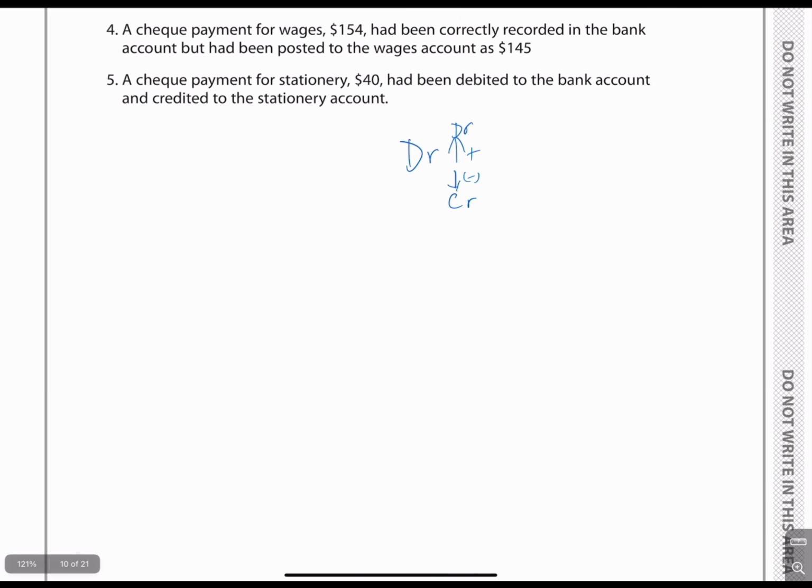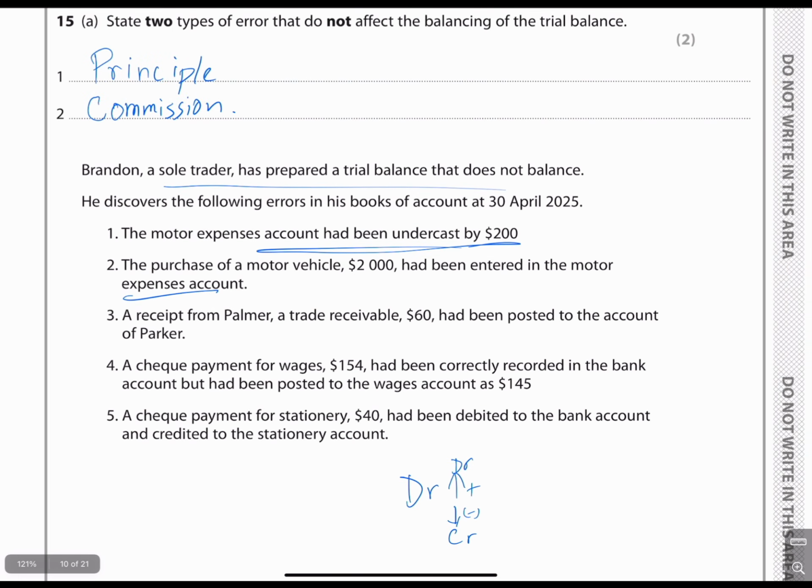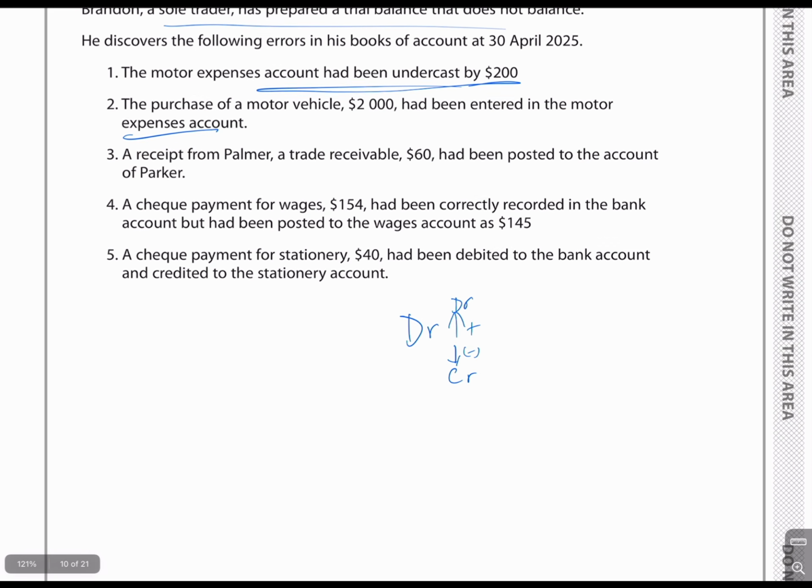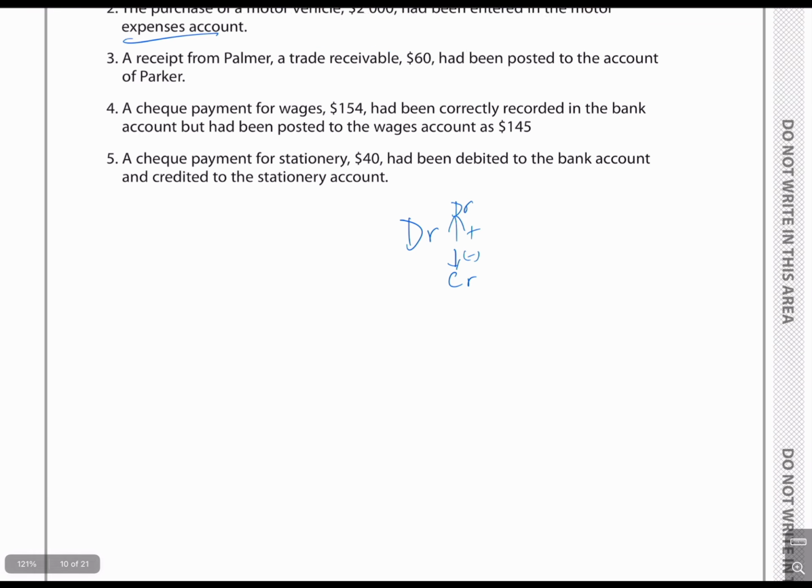So on number 3, we have got a receipt from Palmer. A trade receivable of 60 had been posted to the account of Parker. Now Palmer has paid you some money. Both of them are receivables, but you have entered it on the account of Parker. Now Parker hasn't paid any money, right? So let's do it.